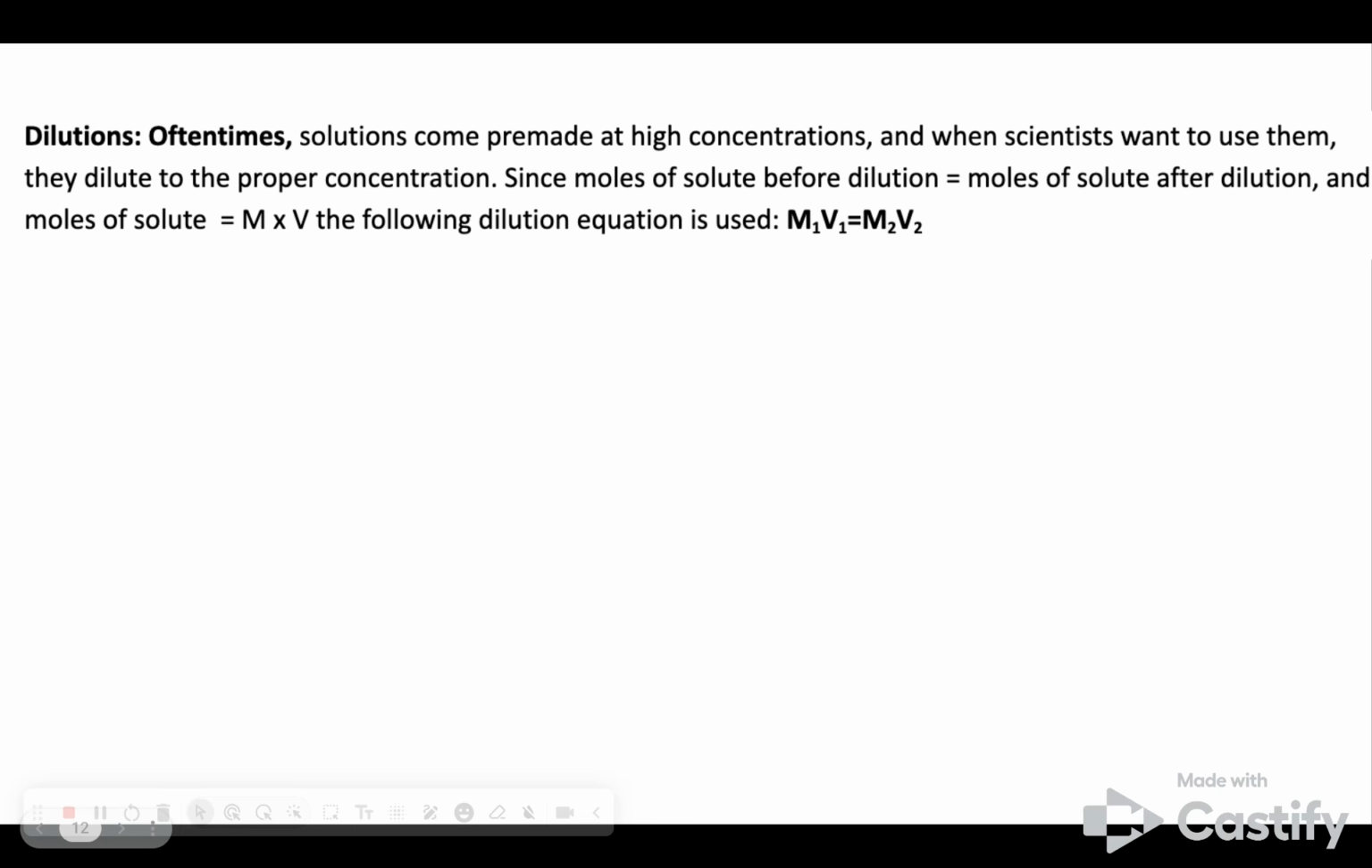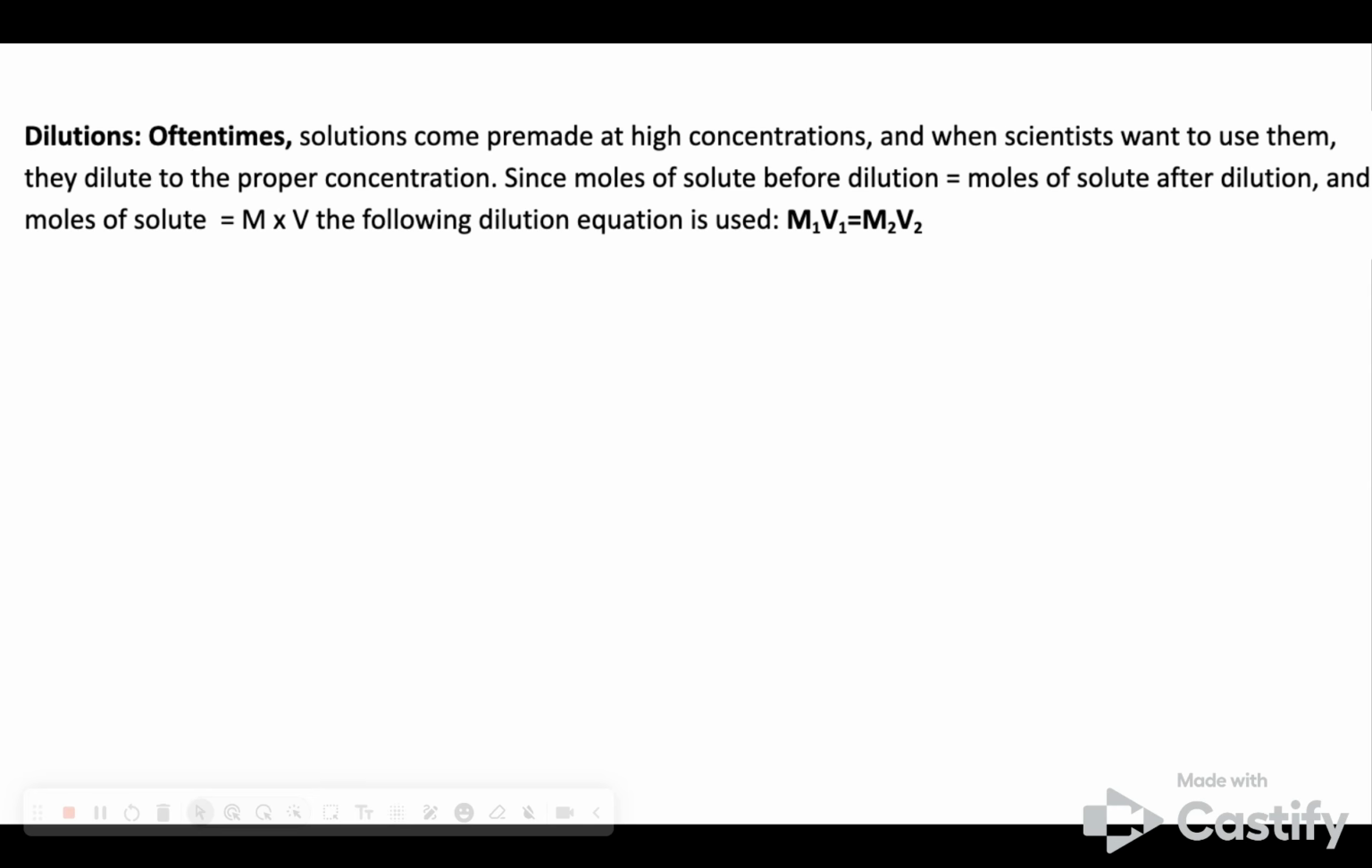Moving on to our next equation. Oftentimes solutions come pre-made at high concentrations, and you want to dilute them to a proper concentration. Since moles of solute before dilution equals moles of solute after dilution, M times V is going to be the equation where molarity 1 times volume 1 equals molarity 2 times volume 2. So we have our new equation here on the screen that we're going to be using.